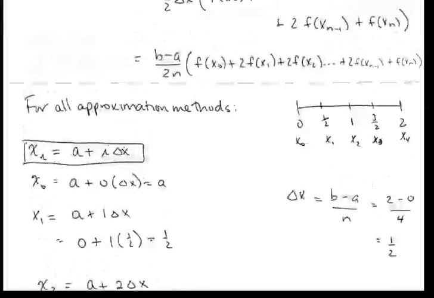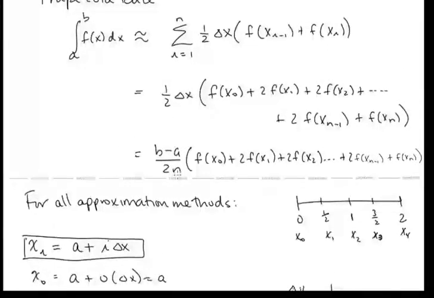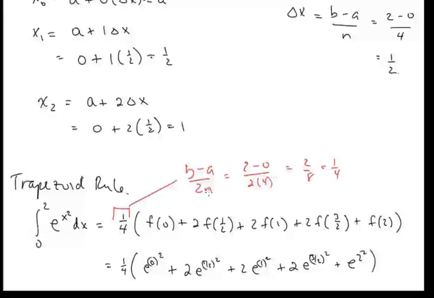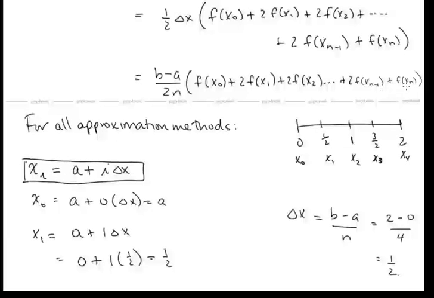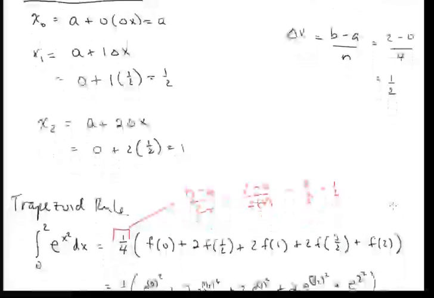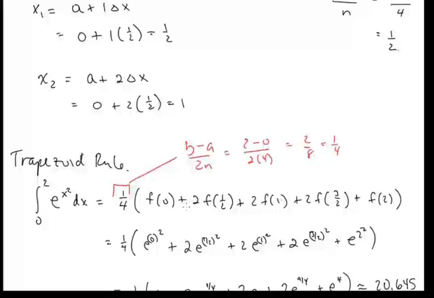So let's take a look at the trapezoid rule. b minus a over 2n on the outside. So b minus a over 2n for us is 2 minus 0 over 2 times 4, 2/8 or 1/4. That goes on the outside. And then what's inside the parentheses? f of x0, and at the very end, f of xn, and all the ones in between get a factor of 2. So that means we're going to have f of x0 plus 2 f of x1 plus 2 f of x2 plus 2 f of x3 plus f of x4. So that's going to look like f of 0 plus 2 f of 1/2 plus 2 f of 1 plus 2 f of 3/2 plus f of 2.